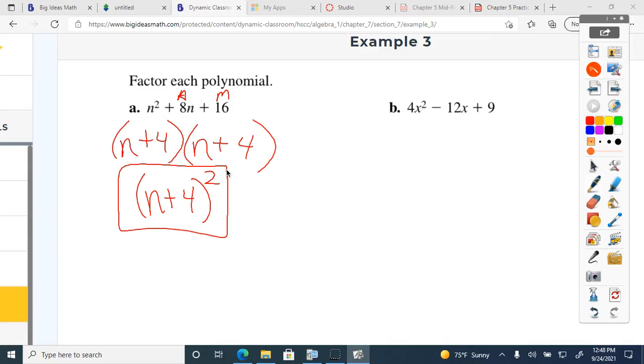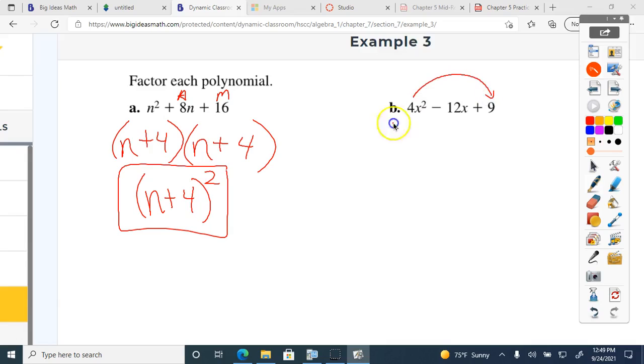Everybody follow that? So don't leave your answer as n plus 4 times n plus 4. Technically it's right. They're just saying, hey, you should write your answer as n plus 4 squared. I might take like a point off, but you're not missing the whole thing. Okay? Over here, B, do I have a common factor? No, so I got to do what with the 4?